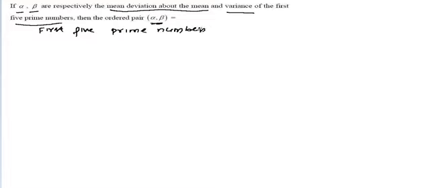Alpha, beta respectively are the mean deviation about mean and the variance of the first 5 prime numbers. Then the ordered pair alpha, beta is dash. First 5 prime numbers: the first prime numbers are 2, 3, 5, 7, 11. These are the first 5 prime numbers.